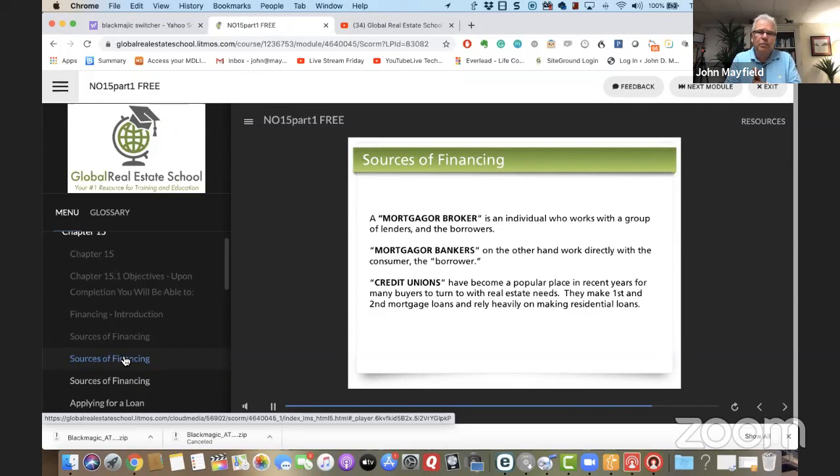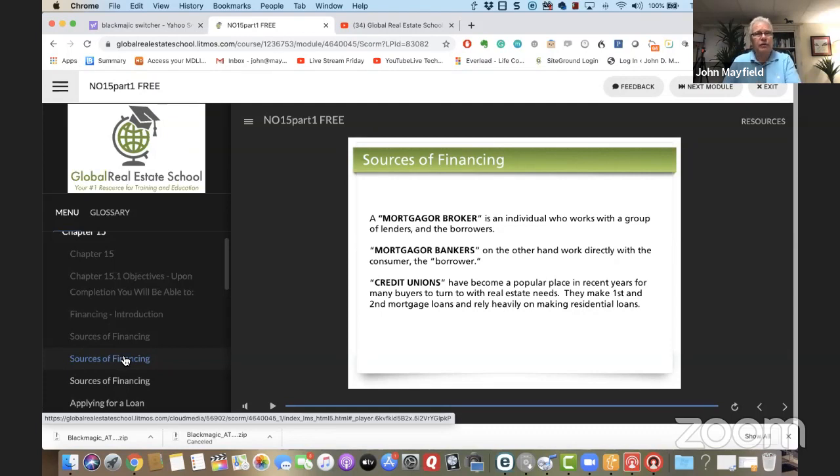So again, a mortgage broker is working between the lender and the borrower. A mortgage banker, on the other hand, works directly with the consumer, the borrower. A friend of mine had a bank, or was president of a bank, and they had a lending side for residential lenders, and you would have classified them as a mortgage banker.